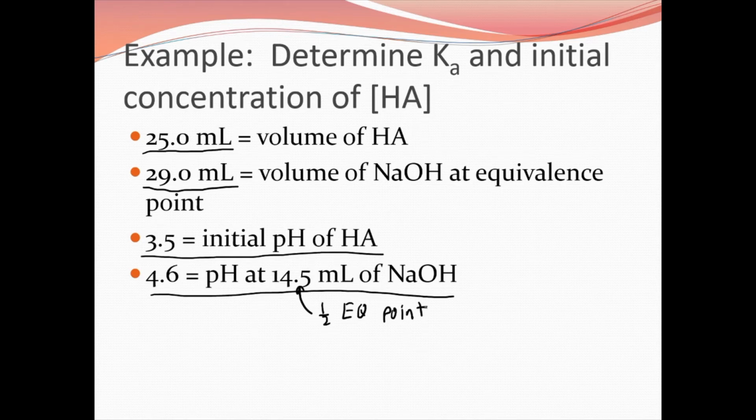If we were to do this titration in class, we would basically do the exact same thing. We would measure out some known volume of our weak acid. We would then titrate to the equivalence point using a strong base. We would measure the pH before the titration, and then we would measure the pH at the half equivalence point.